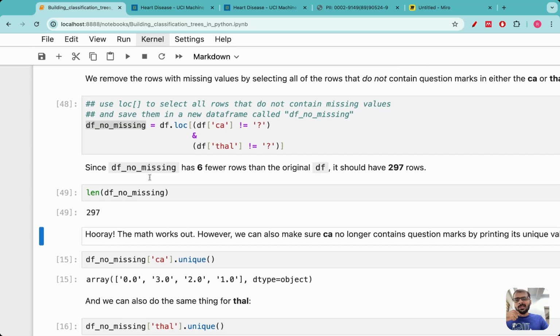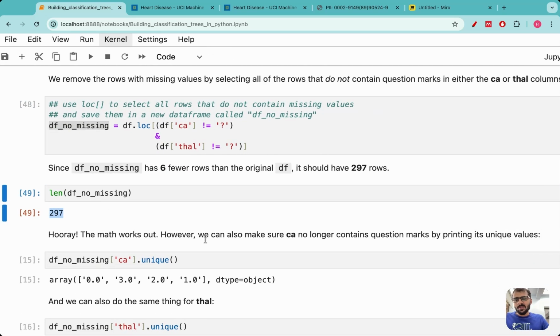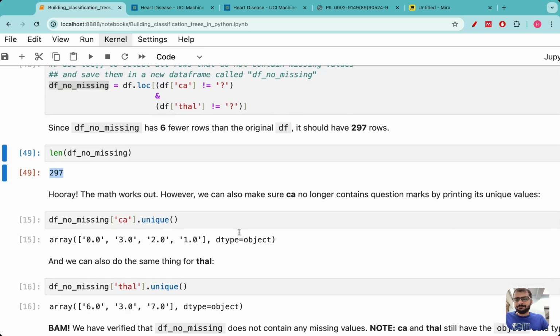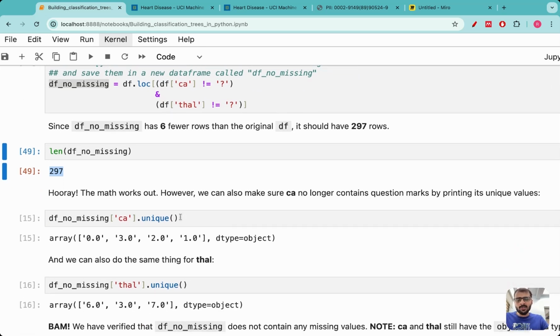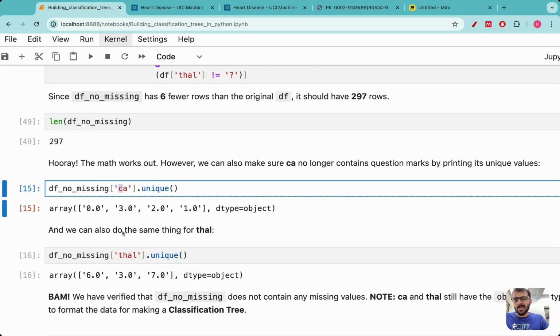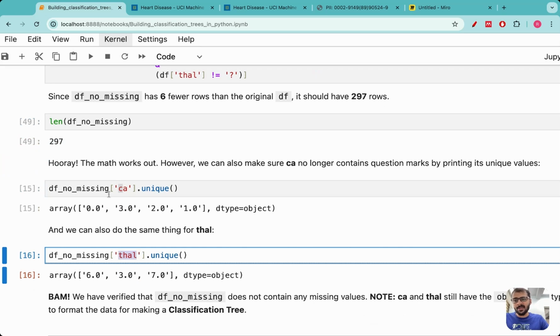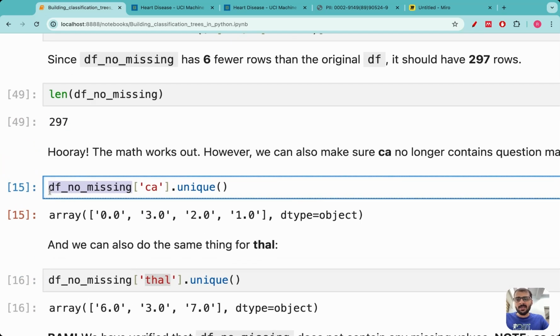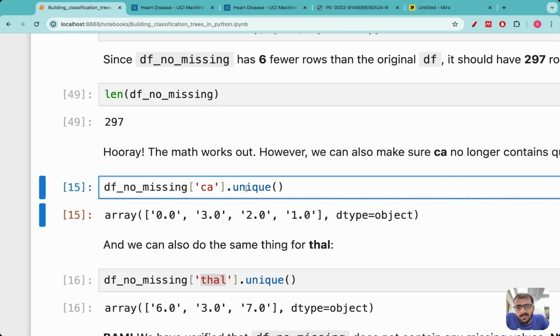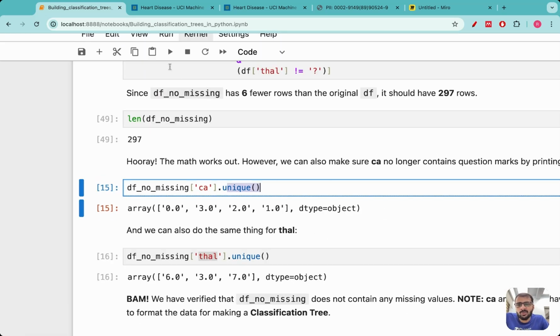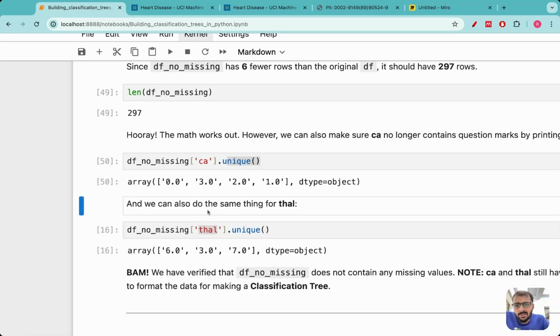So if you print out the length of DF no missing, you will get 297. Great. We can make sure that the CA values and thal values in DF no missing indeed do not contain any question mark. So let's run the unique commands again. I'm going to run this right now, and you will see that it has 0, 3, 2, 1, but it does not have question marks like it had before.